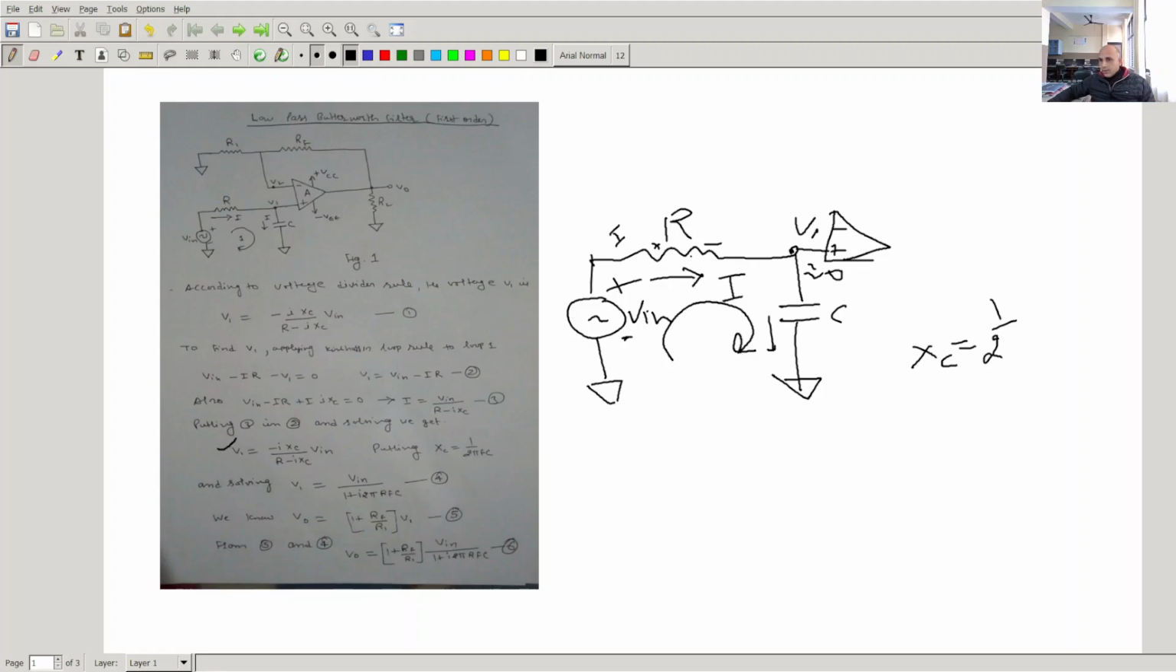pi Fc, right? 1 upon 2 pi Fc. Now here F is the frequency of the signal, C is the capacitance of the capacitor. So if we put this here, then we will get V in upon 1 plus iota 2 pi RFC. We are putting it in the denominator, and then after solving we are getting this, right?